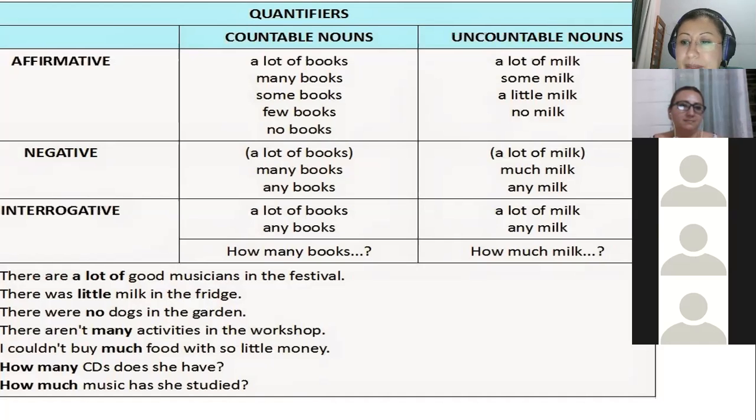I'm ready, teacher. Okay, Larissa, go ahead. Tell us your sentences. Affirmative. Okay. I have a lot of books in my bookcase. Okay. Negative. I haven't any milk in the fridge. Yes. Interrogative. How many children do you have? Okay, very good. Very good examples, Larissa.